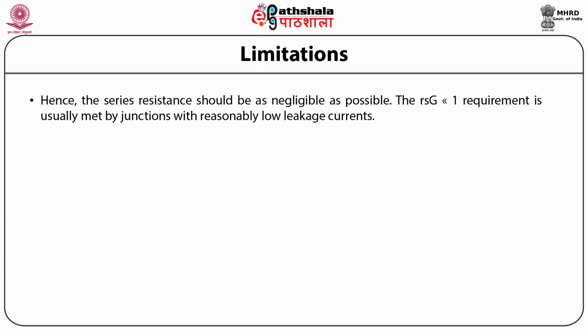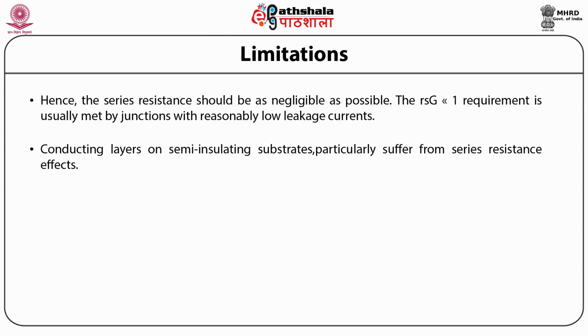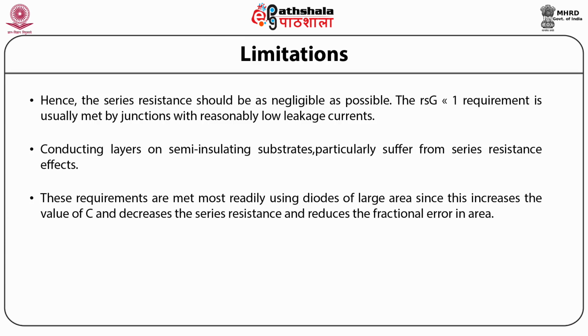Hence, the series resistance should be as negligible as possible. The requirement that Rs G is much smaller than 1 is usually met by junctions with reasonably low leakage current. Conducting layers on semi-insulating substrates particularly suffer from series resistance effects. These measurements are met most readily using diodes of large area, since this increases the value of C and decreases the series resistance and reduces the fractional error in area.